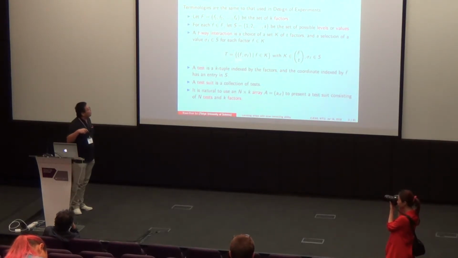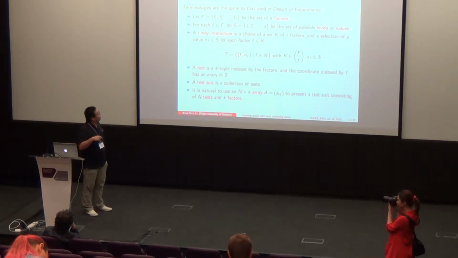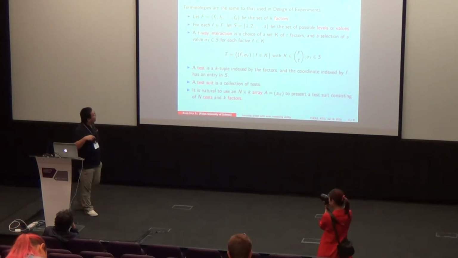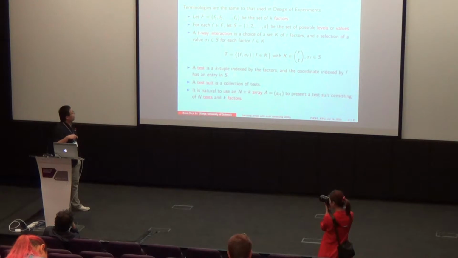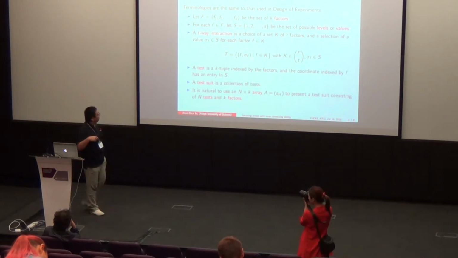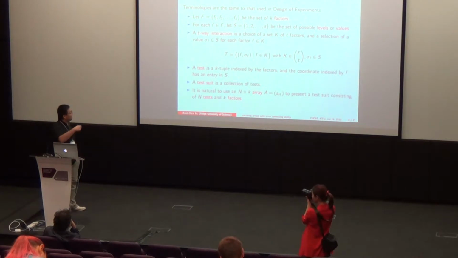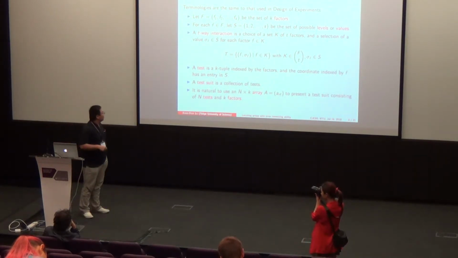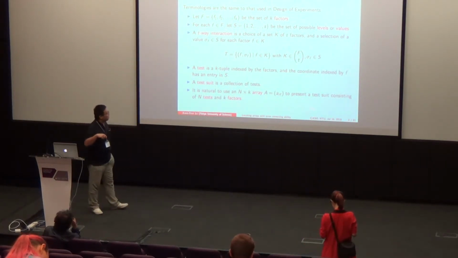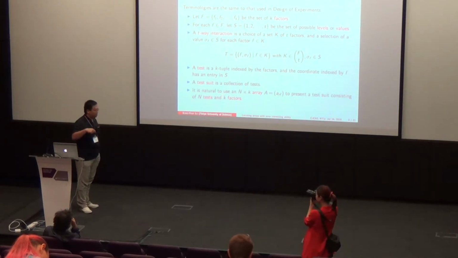Here we consider a pair of levels, the factors and levels, by a subset. Then such a t-subset is called a t-way interaction. And a test is actually a k-tuple indexed by factors, and the coordinate indexed by f has its entry in the level set. So a test suite is just a collection of such tests. And it is natural to use an array to represent the test suite consisting of n tests with k factors.